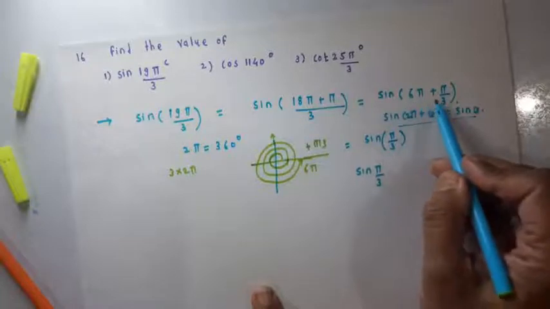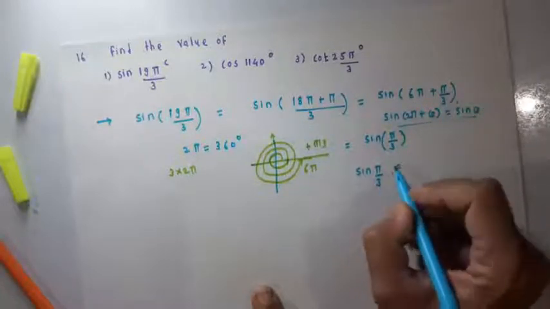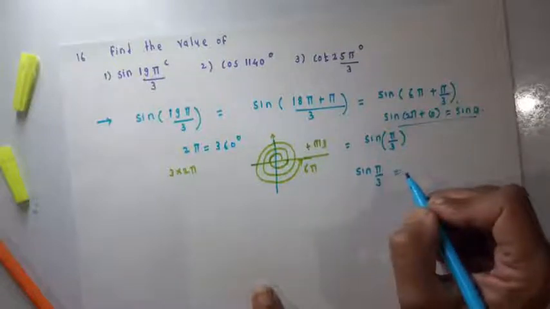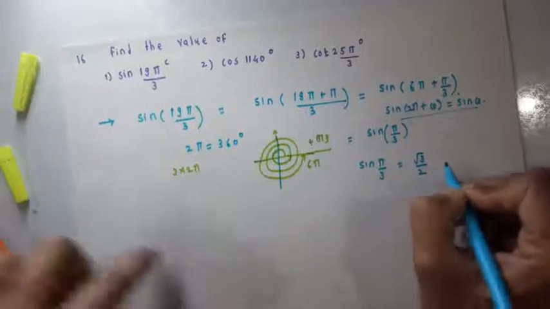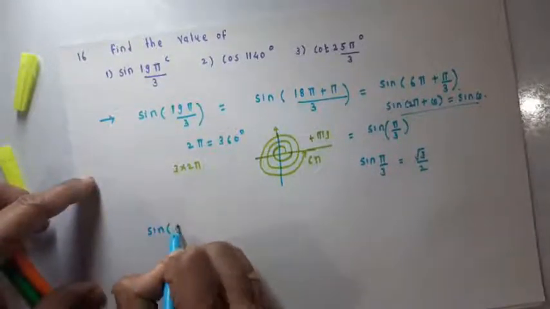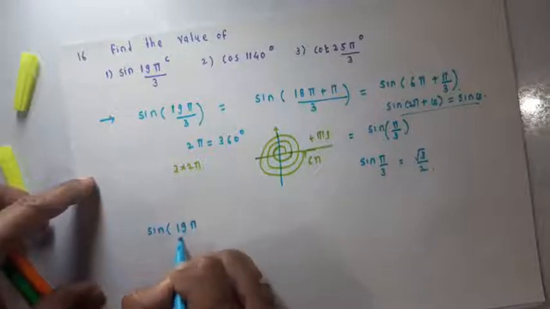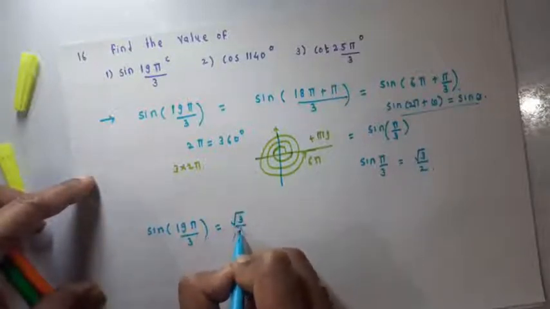So sine of 6 pi plus pi by 3, this is sine of pi by 3, and the value of sine pi by 3, meaning sine 60, is root 3 by 2, and therefore sine of 19 pi upon 3 is root 3 by 2.